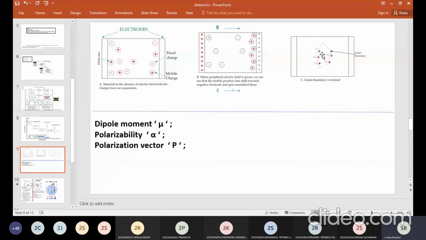Or to say interfacial polarization, polarization that is occurring at the face, or interface, and this is occurring at the edge of a grain. What is this grain, sir? Grain is one particular particle in a material.